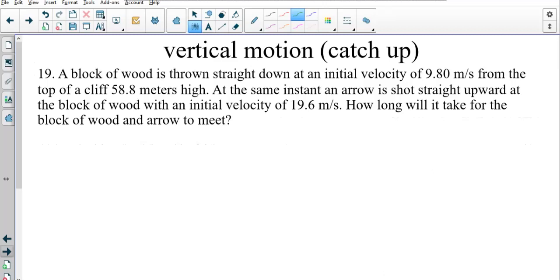Number 19 says a block of wood is thrown straight down at an initial velocity of 9.80 meters per second from the top of a cliff that is 58.8 meters high. At the same instant, an arrow is shot straight upwards at the block of wood with an initial velocity of 19.6 meters per second. How long will it take for the block of wood and the arrow to meet?